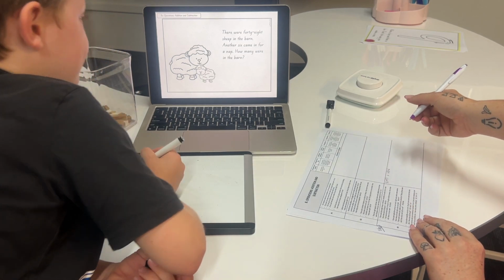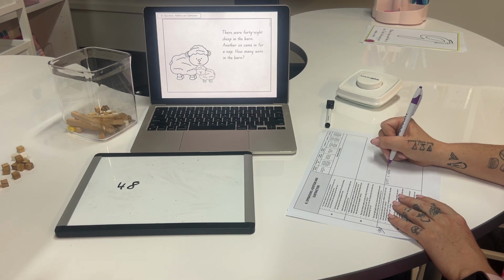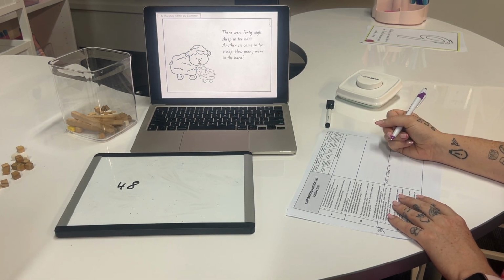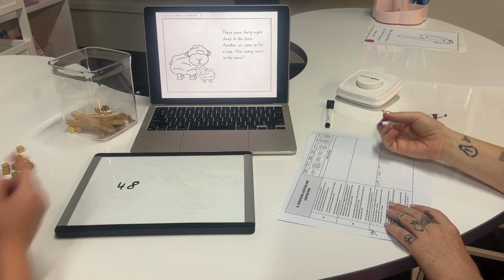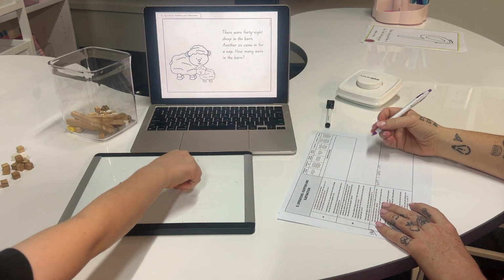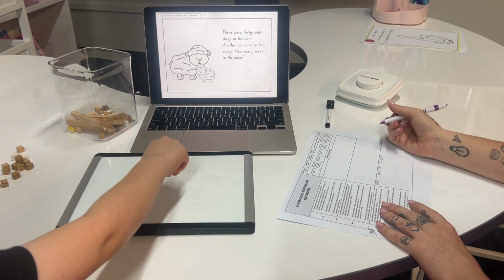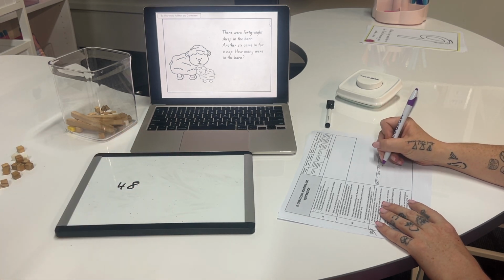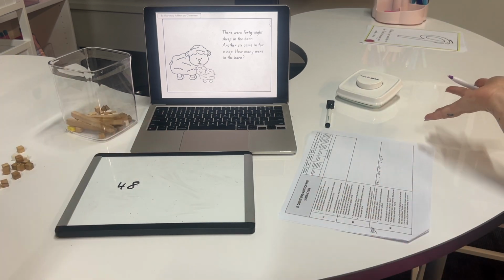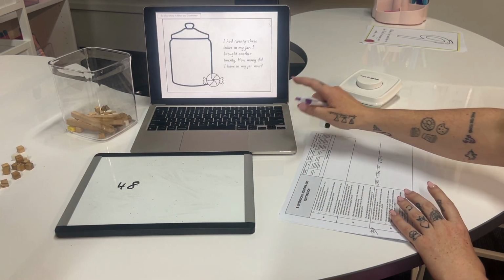How many were in the barn? 54. How did you get 54? Because the 2 from the 6, I put it in the 8 and that equals 50, and then there was 4 left, so I added the 4 in. Amazing. All right, next question.